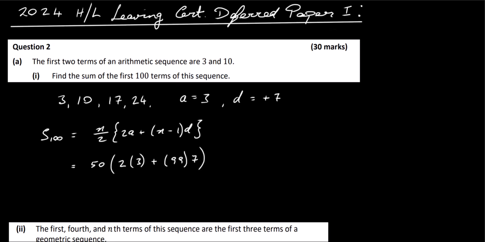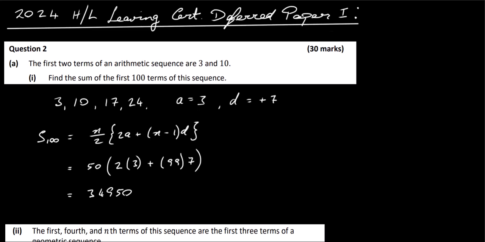Okay, so all we've got to do is work that out. It's just simply calculator work. And when you do all of that, you get 34,950. So that's what you get when you add up the first 100 terms of this arithmetic sequence, starting with 3 and 10. Okay, so let's have a look at part 2 of part A, question 2.